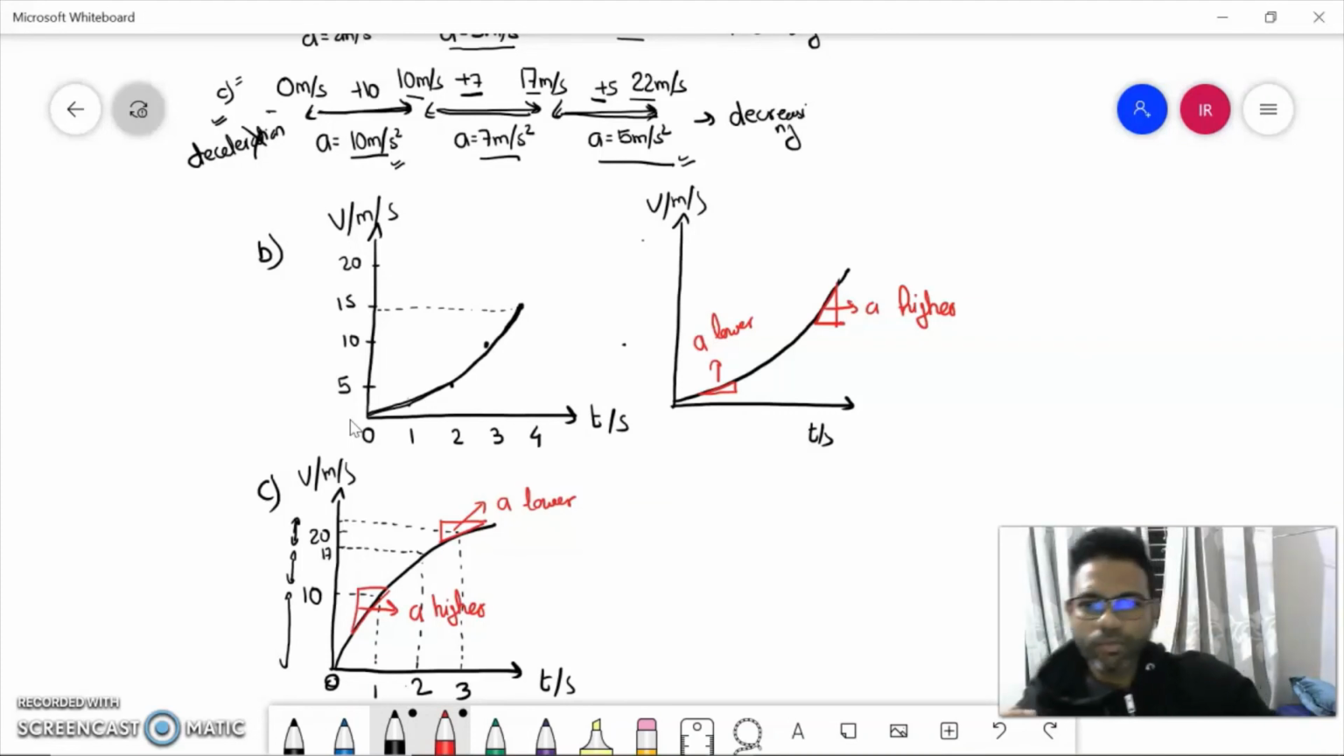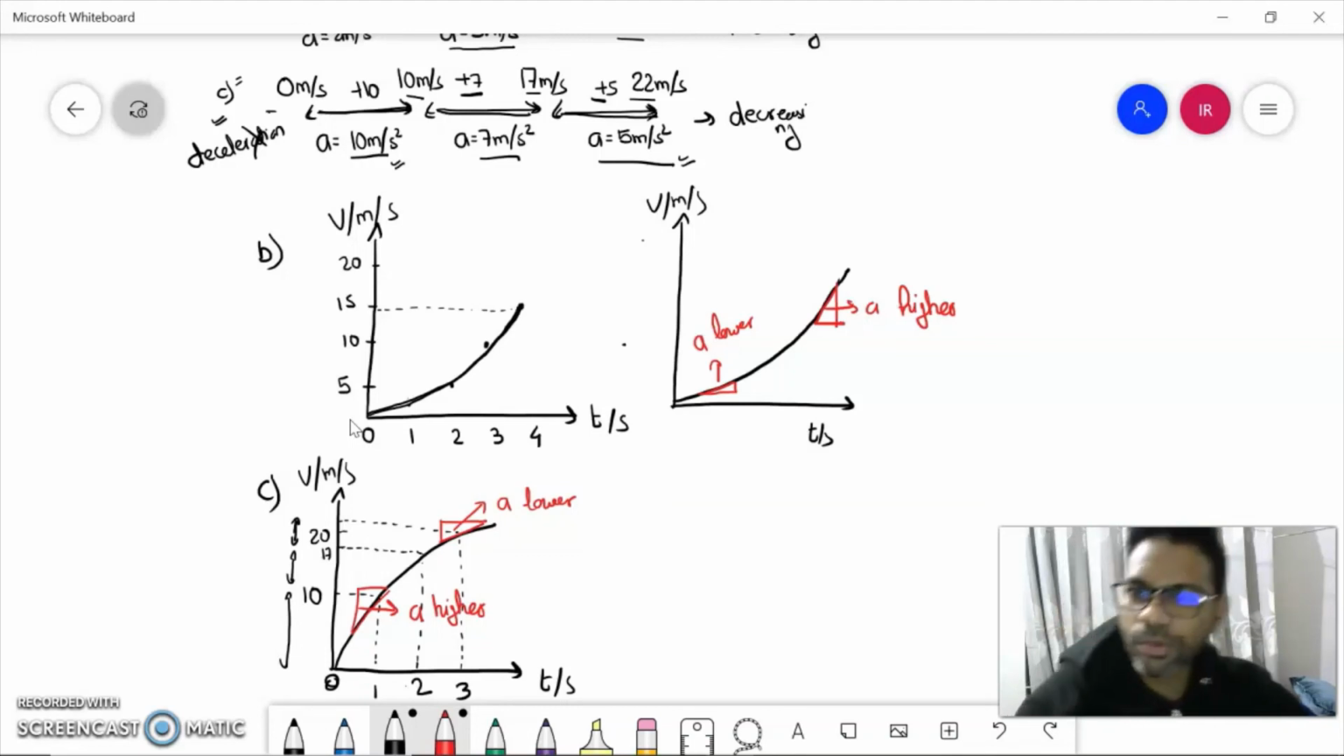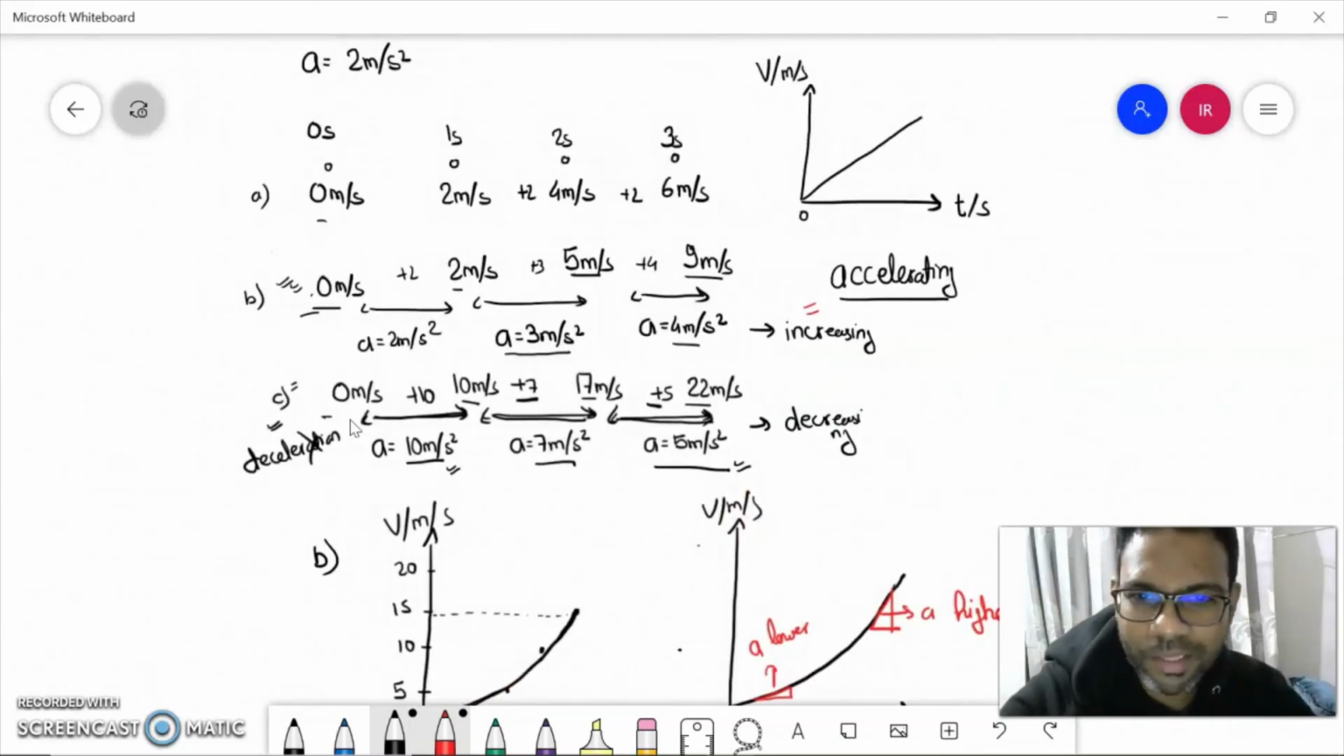In the next video, we will be talking about non-uniform deceleration, where you will see what happens when an object decelerates non-uniformly. All right. I hope the video can help you out in solving your question papers and different concepts and clarify whatever problem you had regarding non-uniform acceleration.